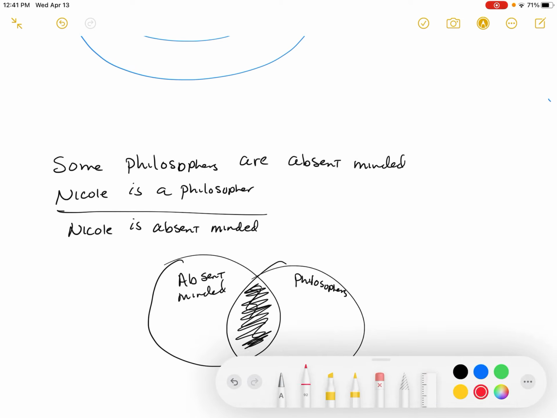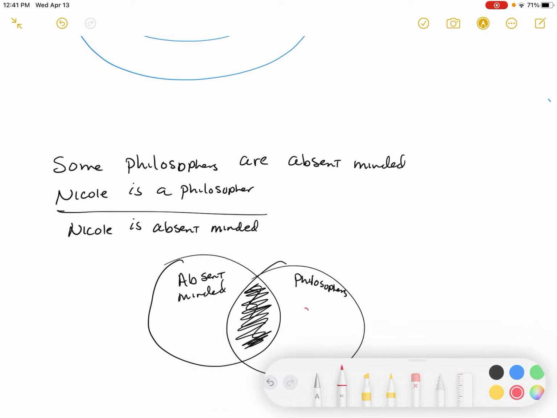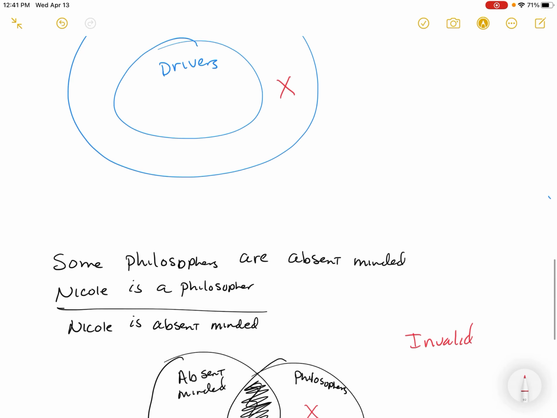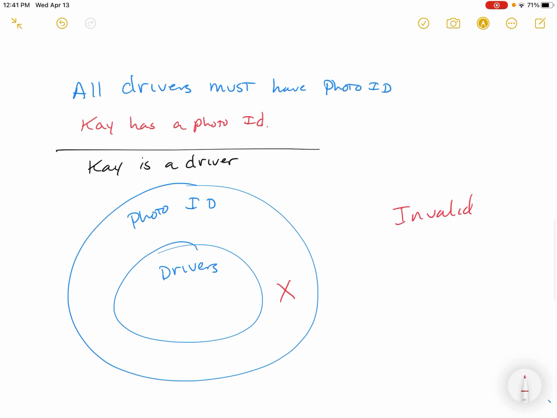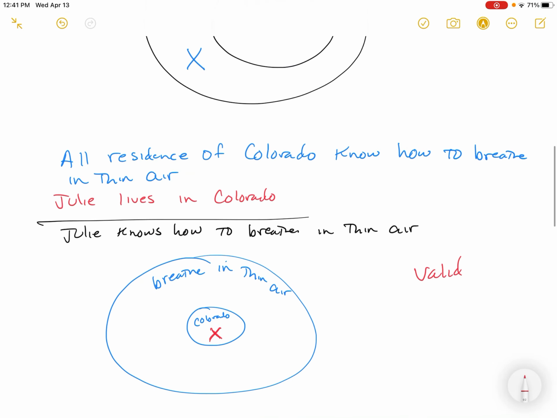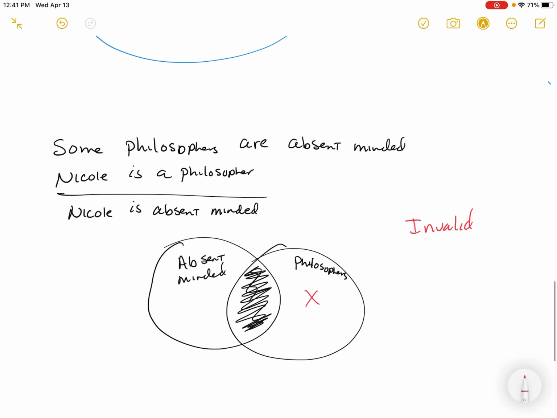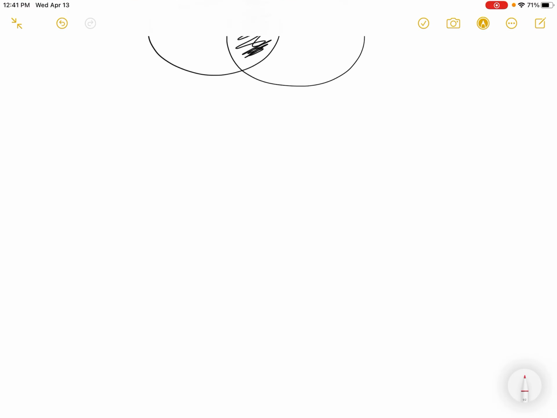Now, where's Nicole? Does Nicole have to be in that cross-section and be absent-minded? No, she could be out here. So this is invalid. So this was what it's going to look like if some. Notice these were all directly inside because they used the word all, right? All. And so we had to put them inside. Oops. Didn't mean to do that. So that's what we're looking at there.